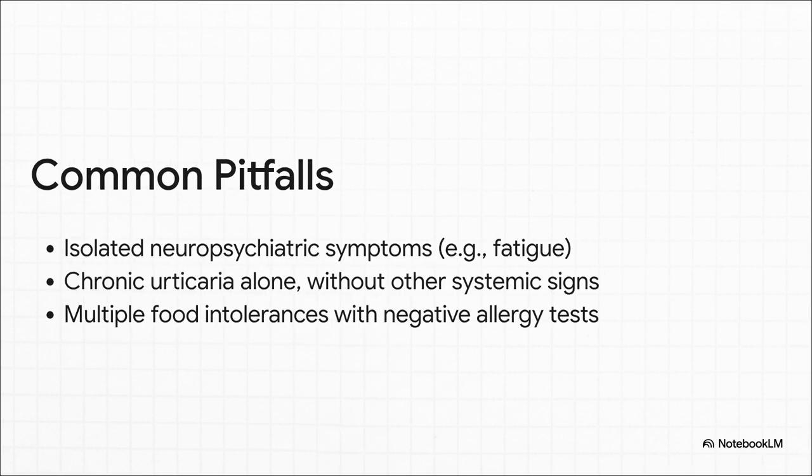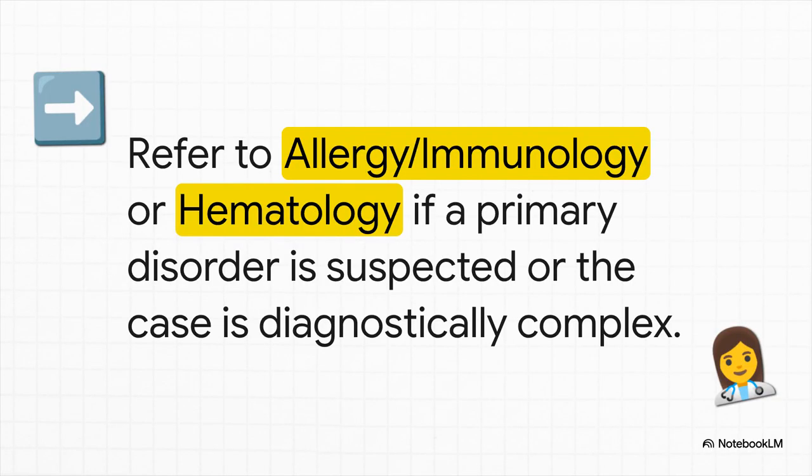Now, on the flip side, there are a few things that are pretty unlikely to be a primary mast cell disorder on their own. This includes things like just fatigue or brain fog without any other systemic symptoms. Same goes for chronic hives all by themselves. These things alone probably don't warrant a full MCAS workup. So, when do you phone a friend? Well, if you really suspect a primary disorder, especially if you've got that elevated baseline tryptase, or if the case is just really complex and you're not getting clear answers, that's the time to refer to an allergist, immunologist, or a hematologist who specializes in this.